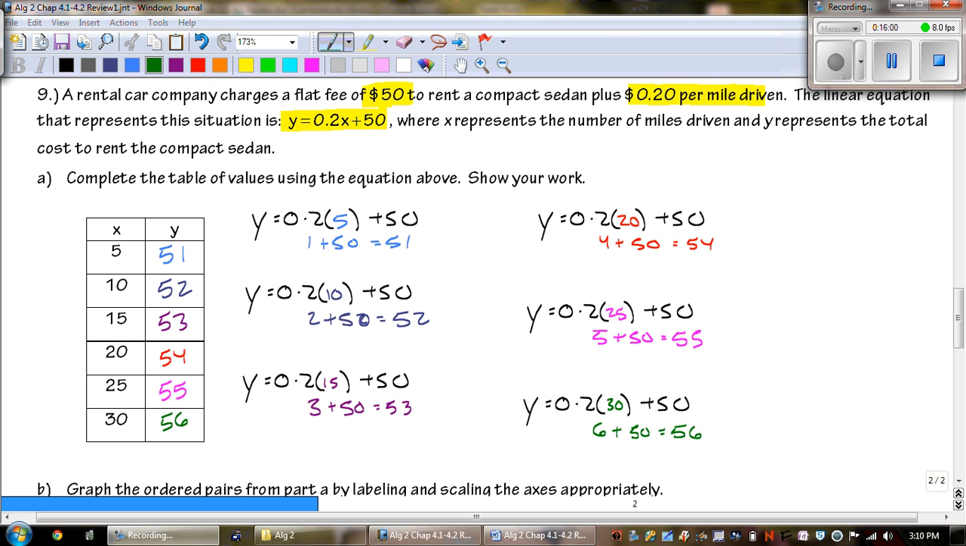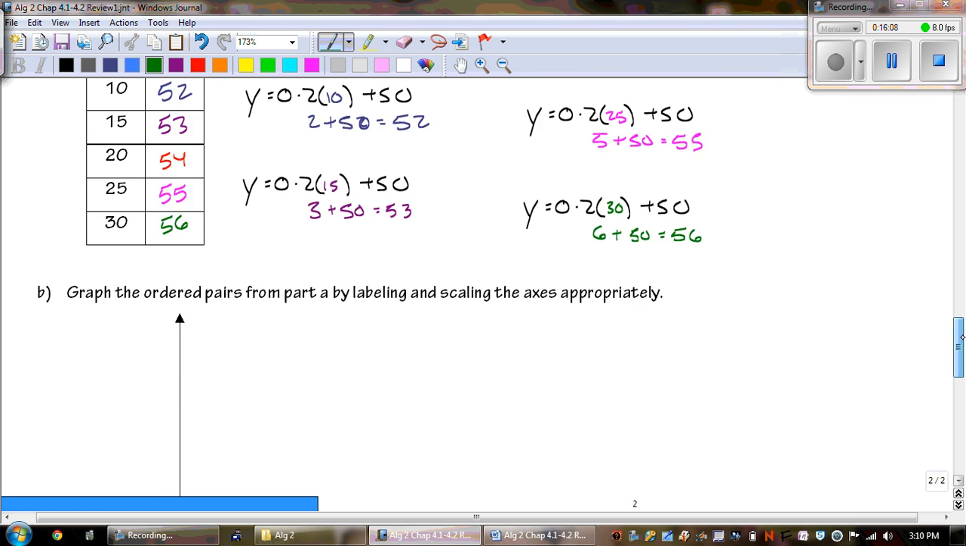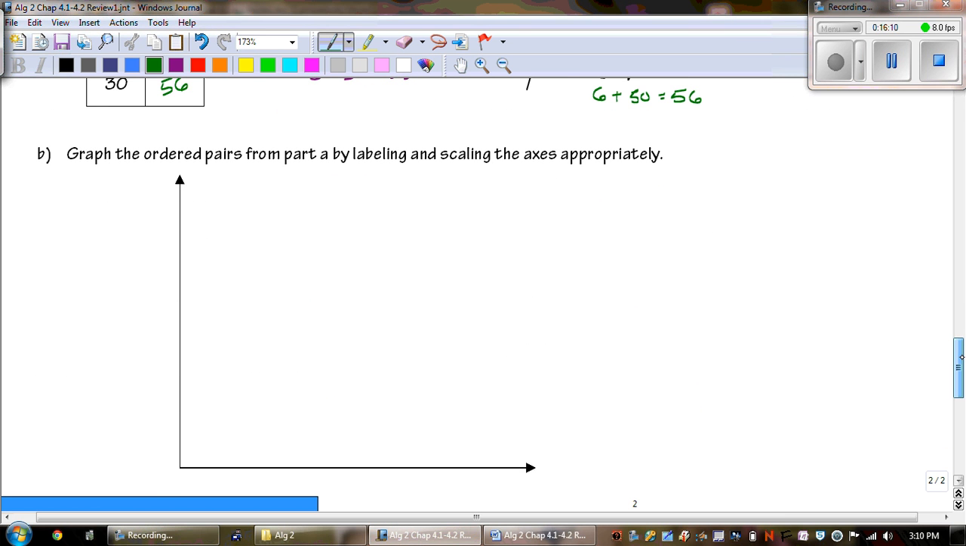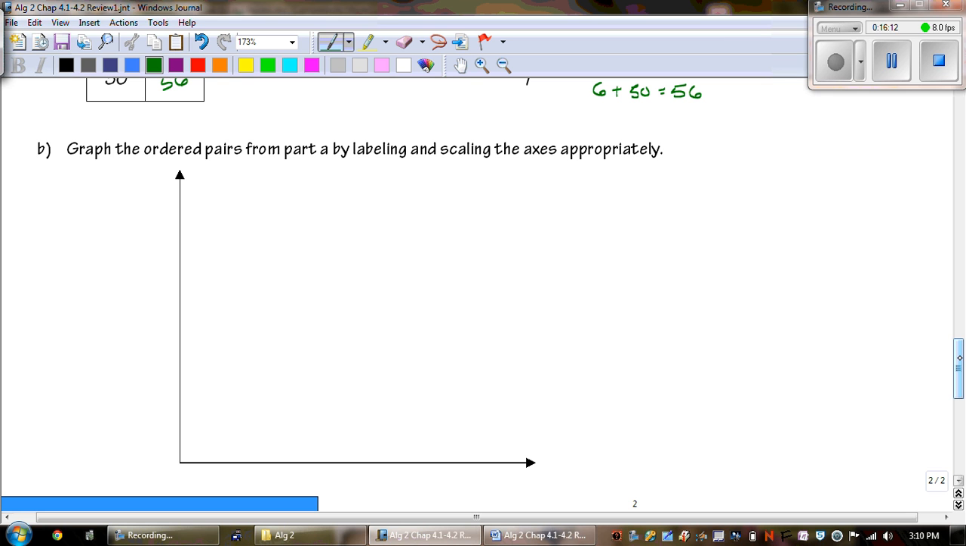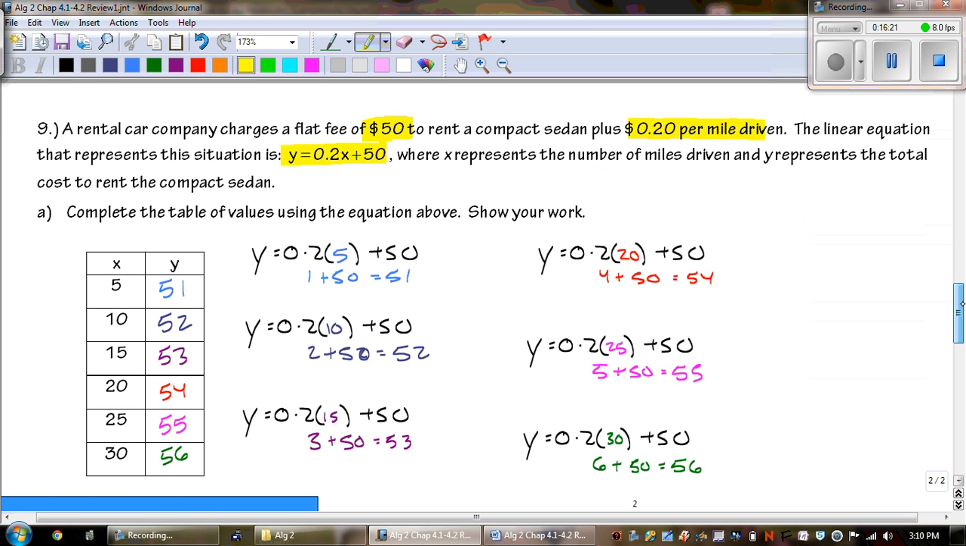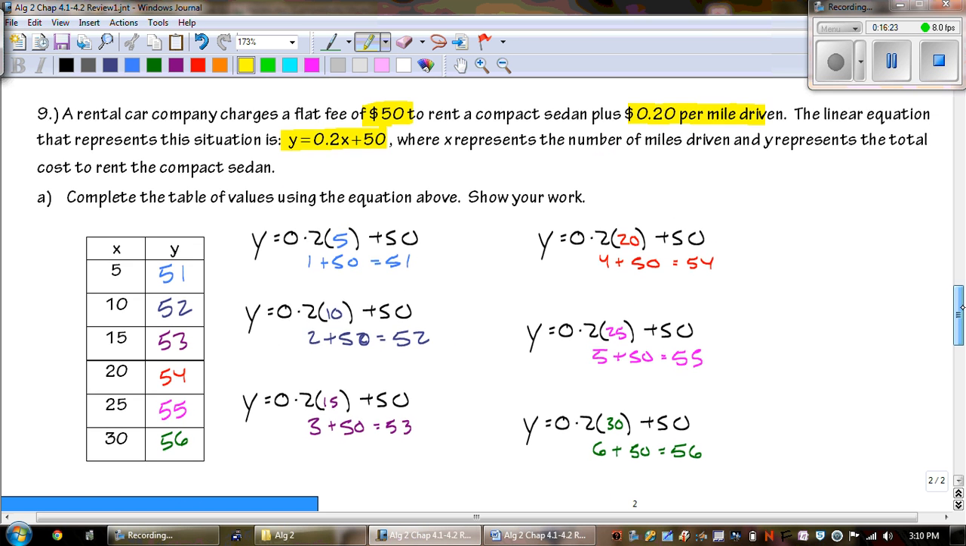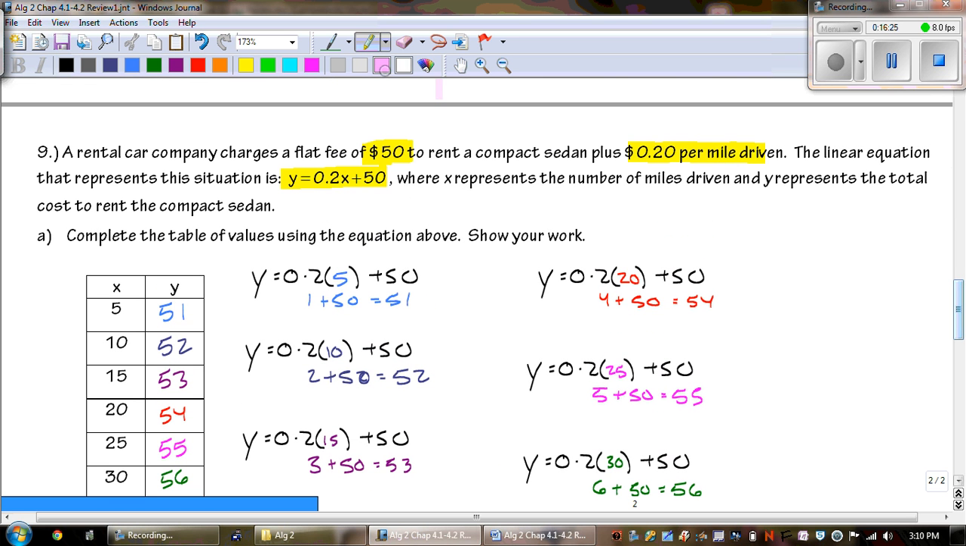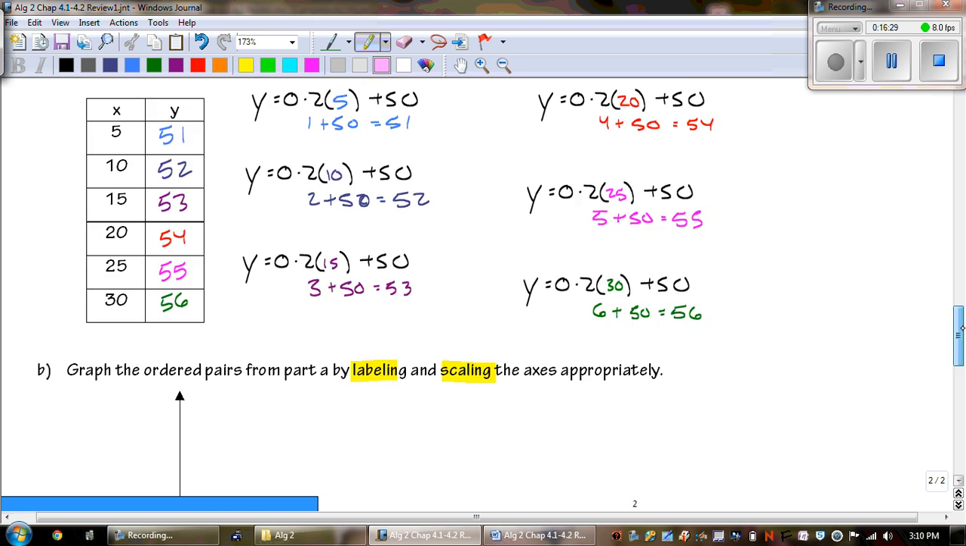Okay, and there's all my work. We got 51, 52, 53, 54, 55, 56. All right. Now, graph the ordered pairs from part A by labeling. So we got to label and scale the axis appropriately. So the x-axis is the number of miles driven, and I'm stealing that right here. So x represents the number of miles driven.